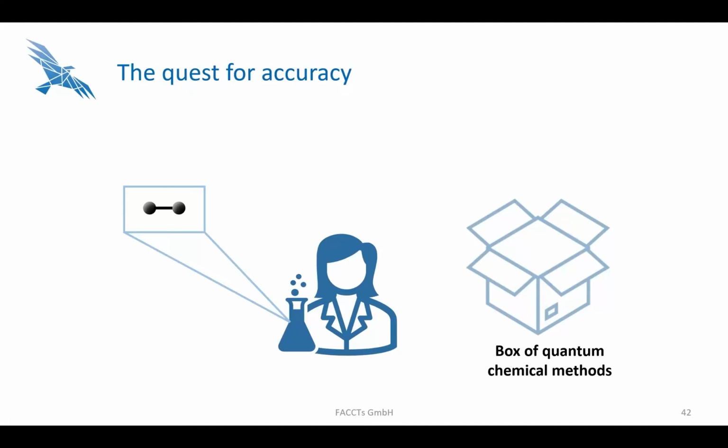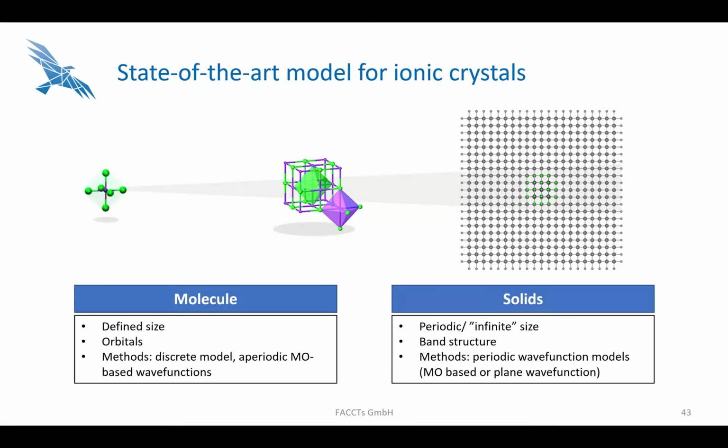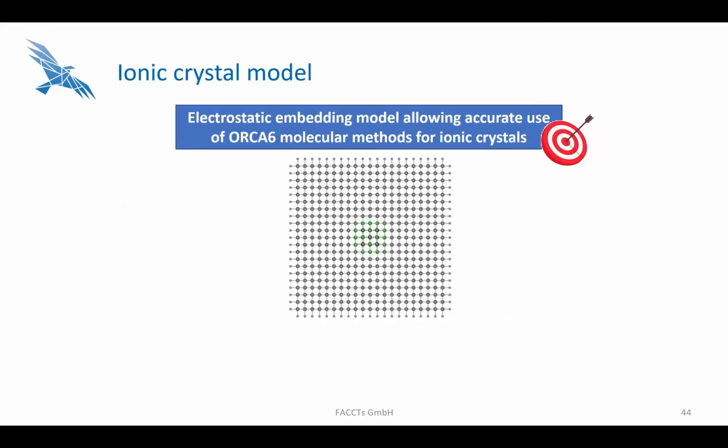We have this wide variety of highly accurate molecular methods in ORCA available, which are often not directly applicable to solid-state systems. This is not only the case because they are not available in periodic codes, but often also because the theory is not as easily transferred to such approaches. So to make them applicable to ionic crystals, we have to use an electrostatic embedding approach. Therefore, our goal in the second part of my talk is to find an approach that allows us to apply the molecular methods available in ORCA accurately to crystals.